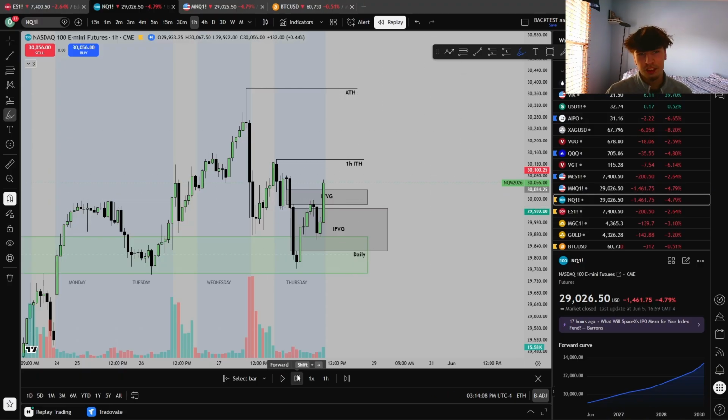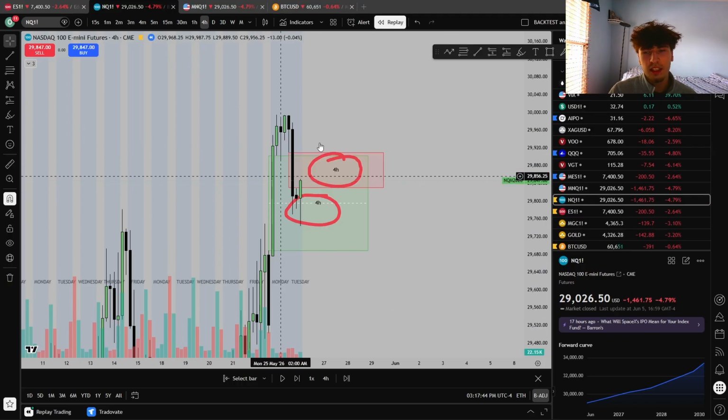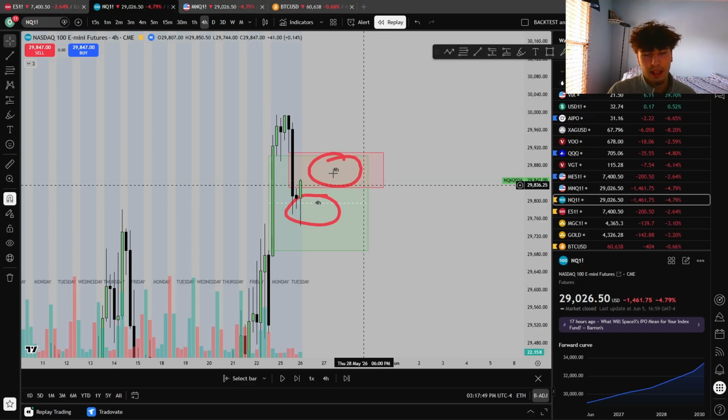As you see, coming into the session, this is what price does. So as you can see, our bias was correct. As you can see, this scenario is a little different. We're delivering from this 4-hour bullish fair value gap. However, we have this 4-hour bearish fair value gap in the way.